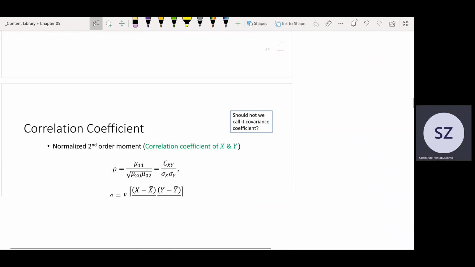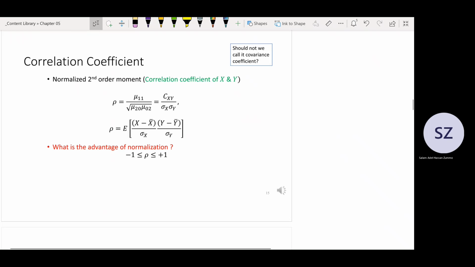Now let's go to a very important coefficient, which is the correlation coefficient. If the correlation is large, it means that x and y are highly correlated. If it is large and negative, it means that x and minus y are highly correlated. If it is around zero, we say that they are slightly correlated, maybe uncorrelated.